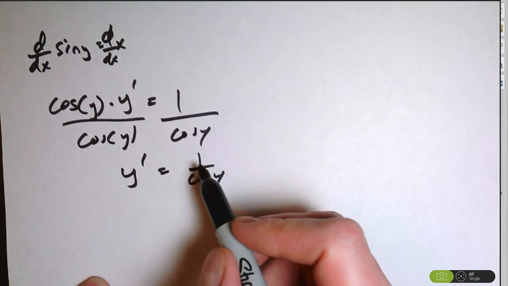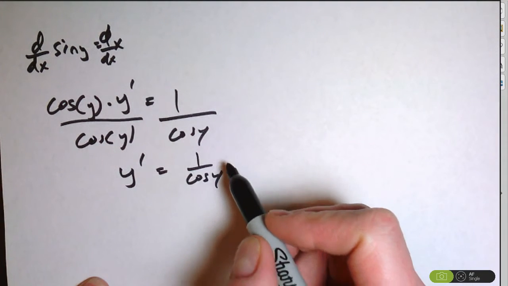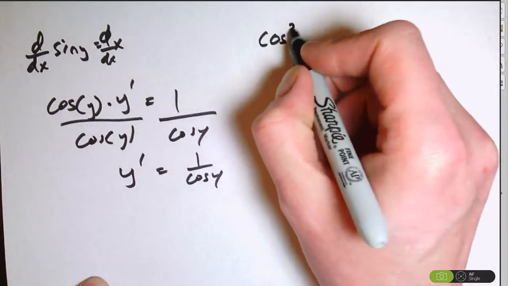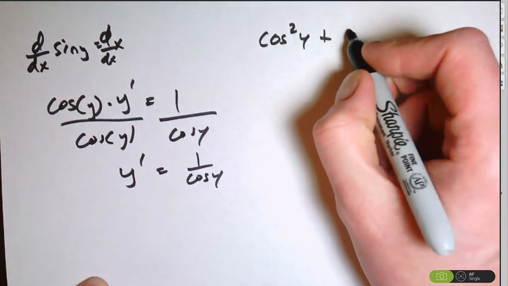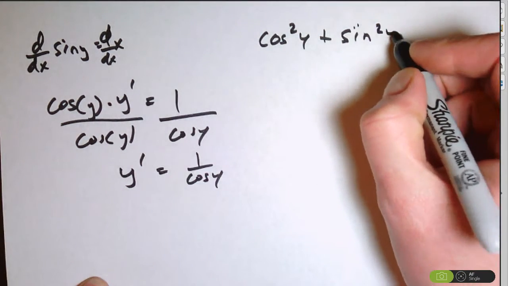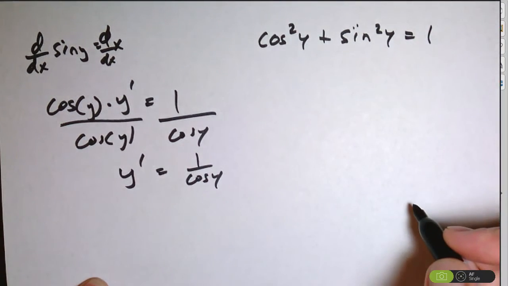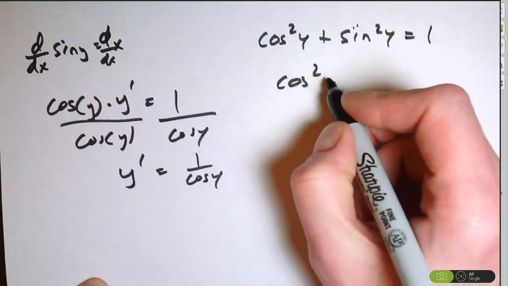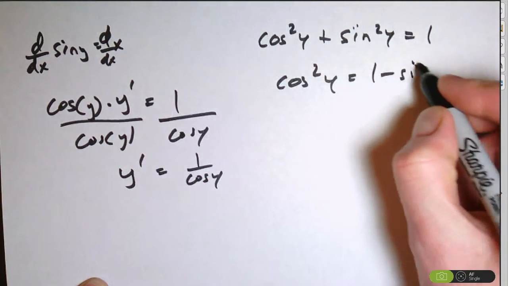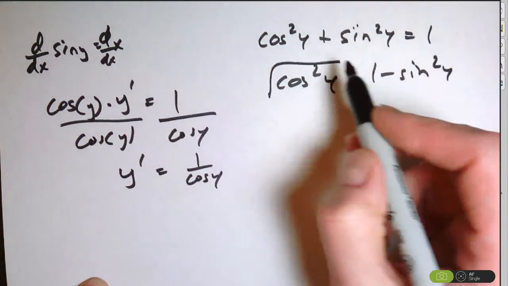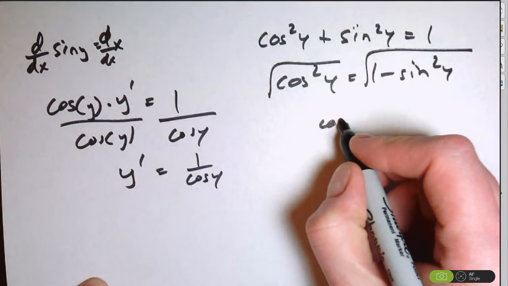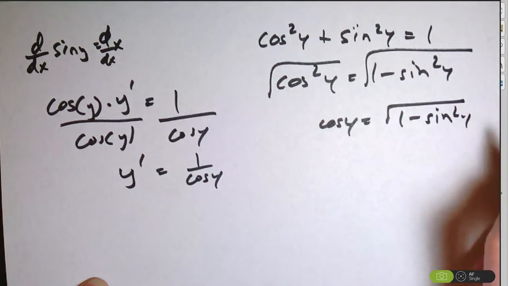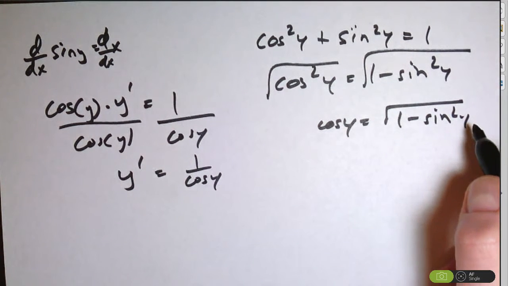The problem with that is I don't want to define this function in terms of y, and especially not in terms of cosine y. But I know that cosine squared y plus sine squared y has to equal 1. That's my Pythagorean identity. So subtract sine squared y, and take the square root of both sides. There we go: cosine y equals the square root of 1 minus sine squared y.